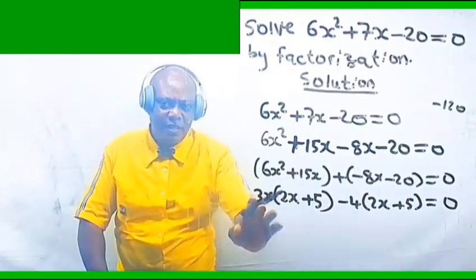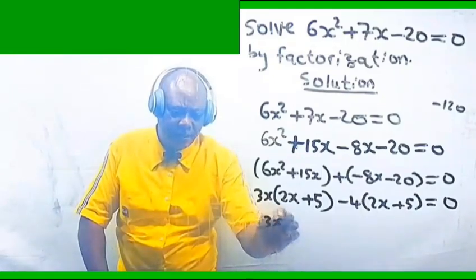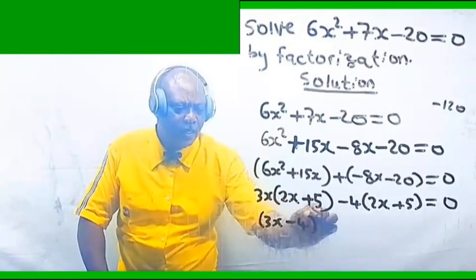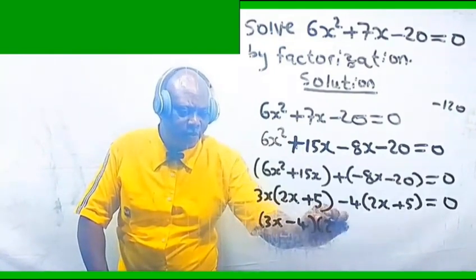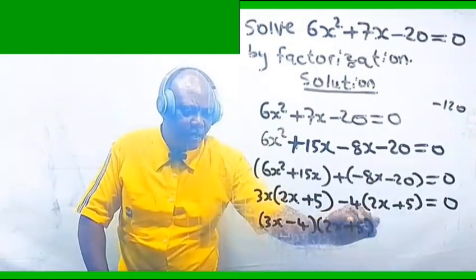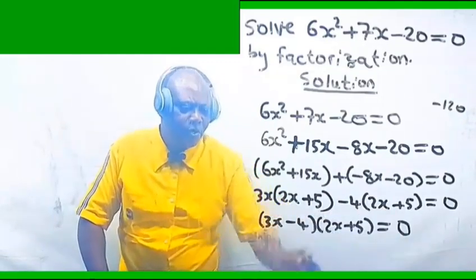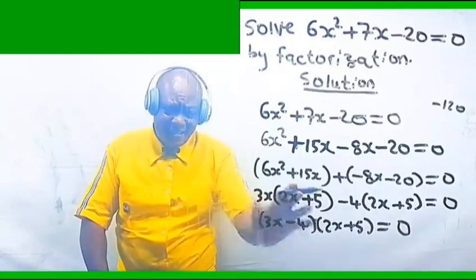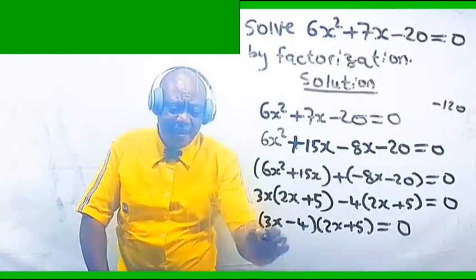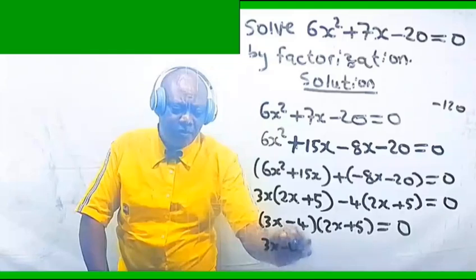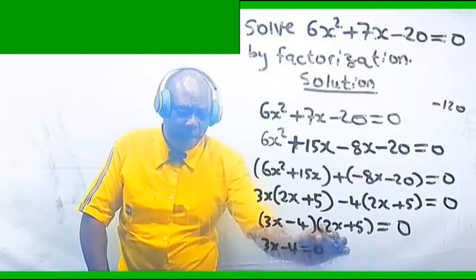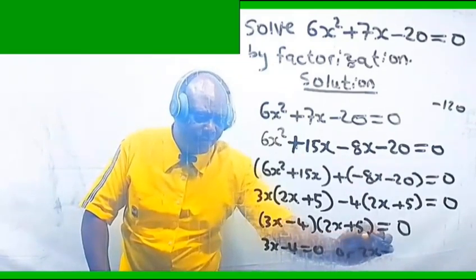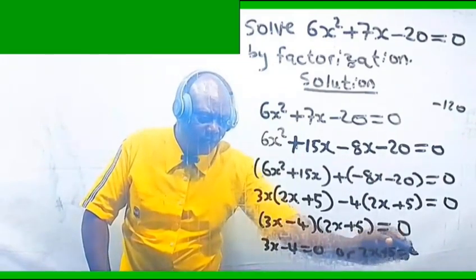So you pick the one outside here, 3x, this one, minus 4, and you pick them on the bracket, 2x plus 5, and of course it equals 0. We are now factorized. So either 3x minus 4 equals 0 or 2x plus 5 equals 0.